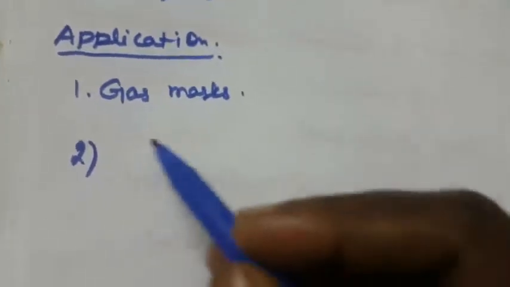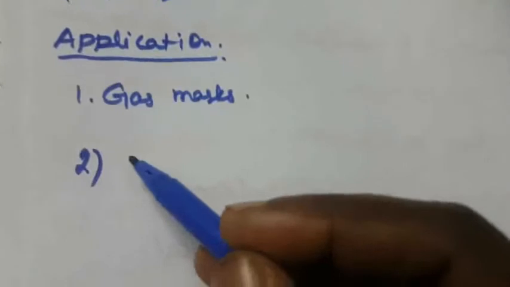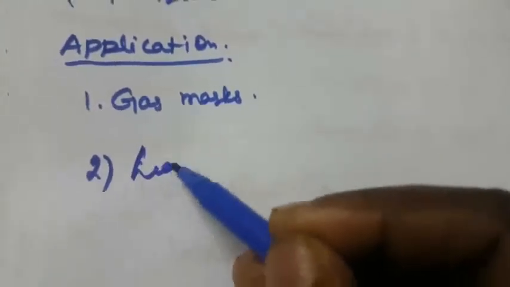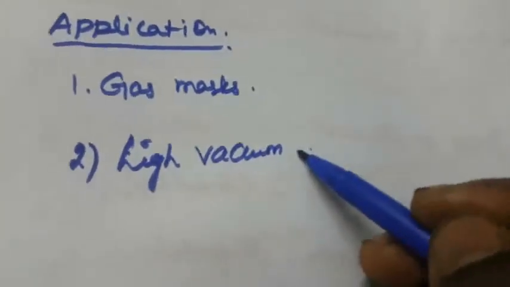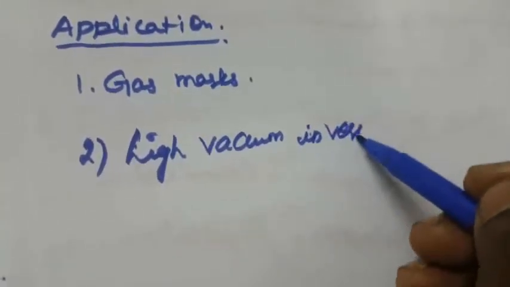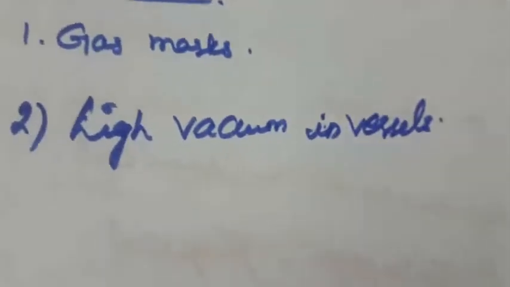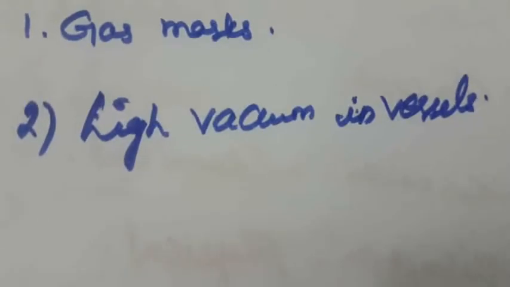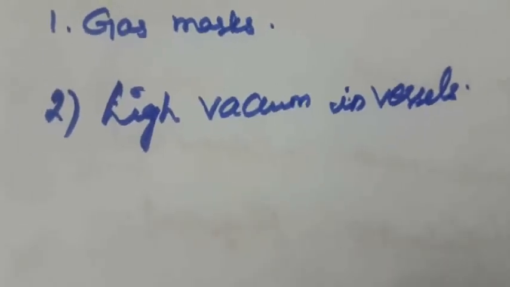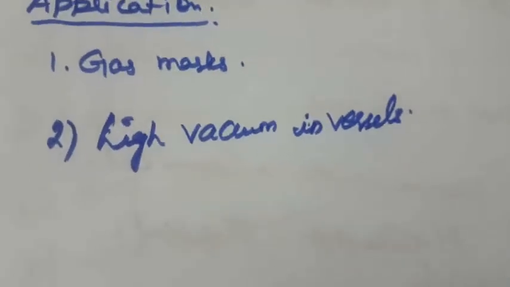So that is the high vacuum in vessels. Charcoal can also be used for the dehydration of these gaseous molecules. So here, gases like oxygen, nitrogen, chlorine are employed in the blast furnace. Silica gel is also used for drying the air. So dehydration means the removal of water.